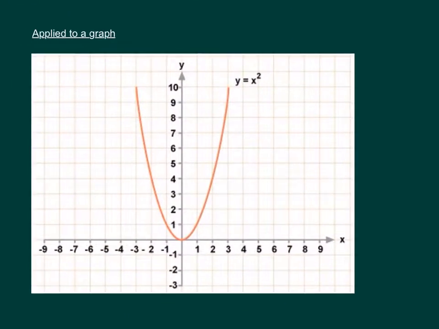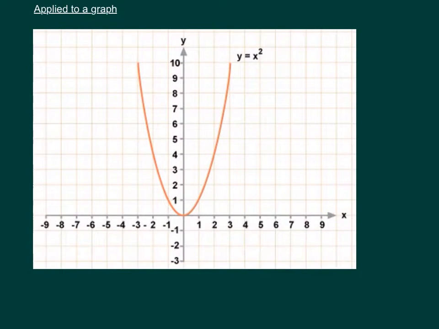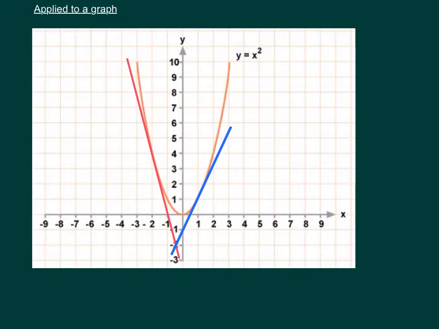So here I've got an x squared graph, and let's say I wanted to know the gradient at some points. Let's say I wanted to know the gradient at 1 at this point here. Let's say I wanted to know it at this point here. I'm going to draw in a tangent to both of those, and we'll work out the gradients. So I've drawn in these tangents. I've drawn the one in where x is -2 here, and it's this red one.